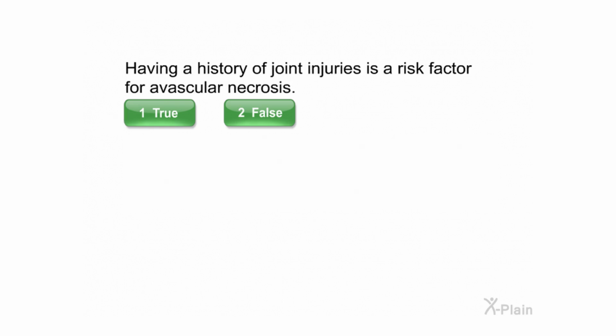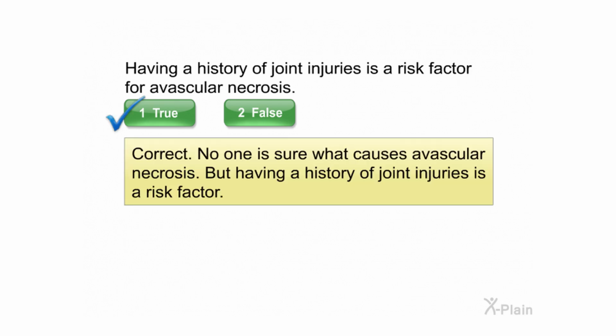Having a history of joint injuries is a risk factor for avascular necrosis. Select true or false. Correct. No one is sure what causes avascular necrosis, but having a history of joint injuries is a risk factor.